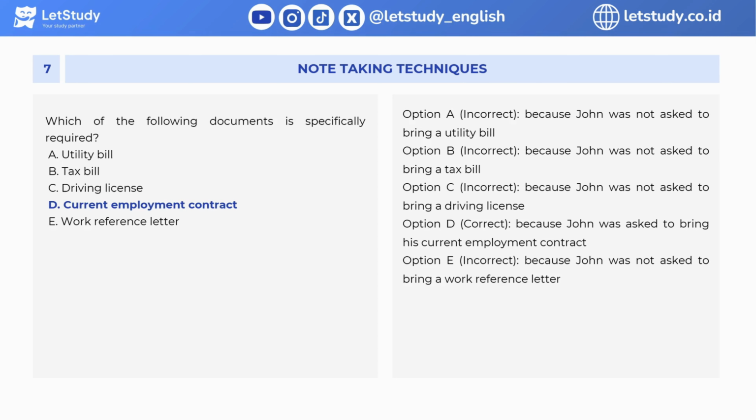D. Current employment contract. Option A is incorrect because John was not asked to bring a utility bill. B is also incorrect because John was not asked to bring a tax bill. C is incorrect because John was not asked to bring a driving license, because a driving license cannot be accepted as part of identification. And E is incorrect because John was not asked to bring a work reference letter. So the answer is D.